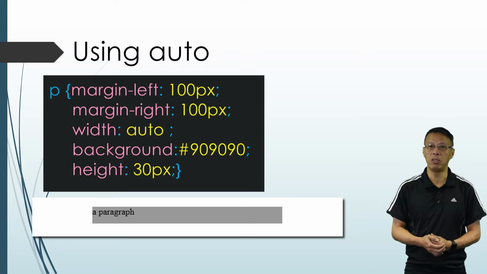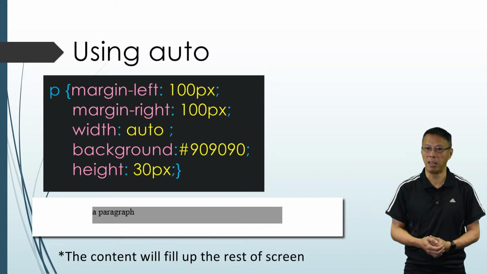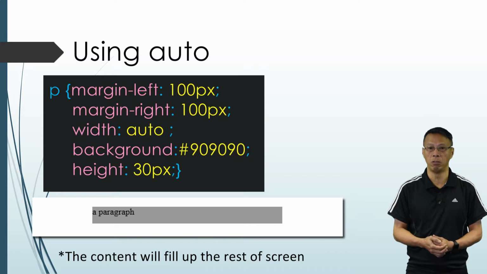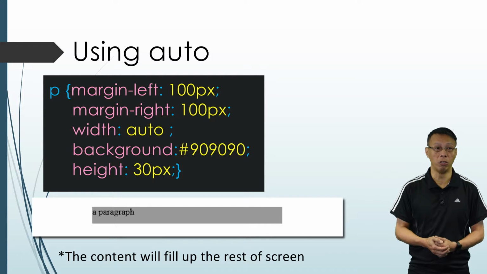Now, the way to change the width to auto, in this example, the CSS rule of the P element will have the width auto. So here we have the display result on the screen.